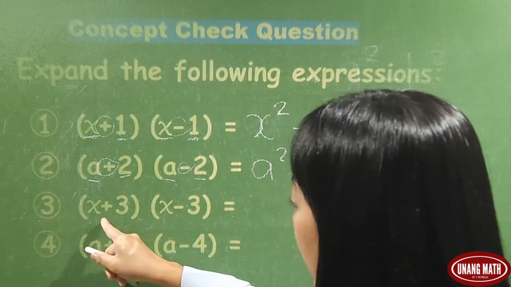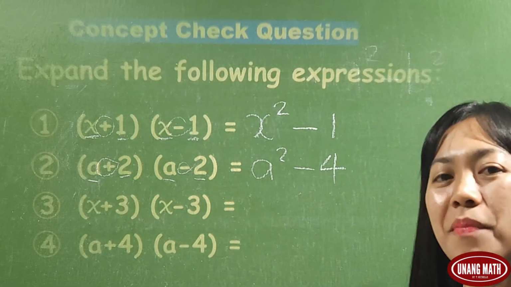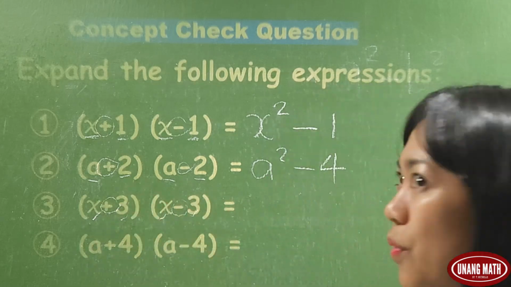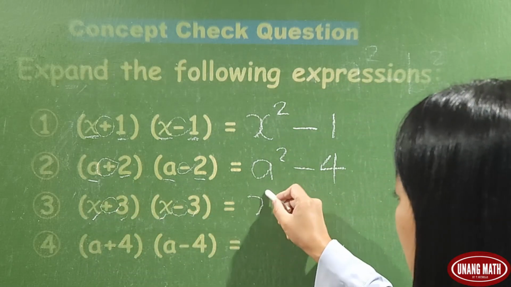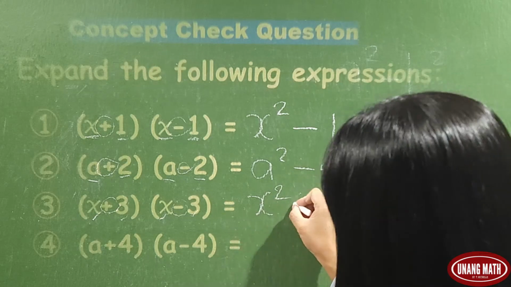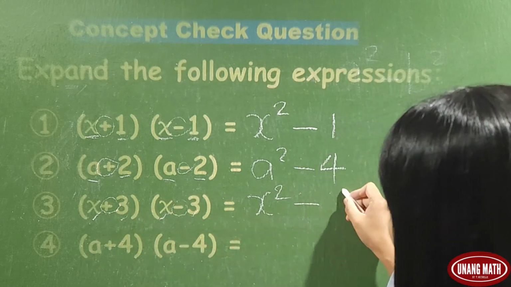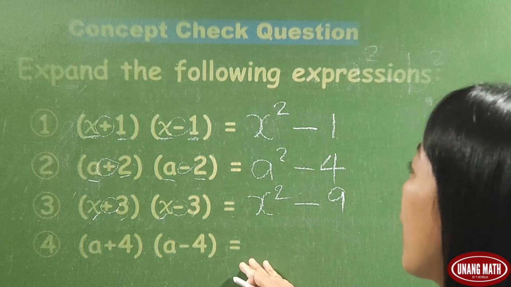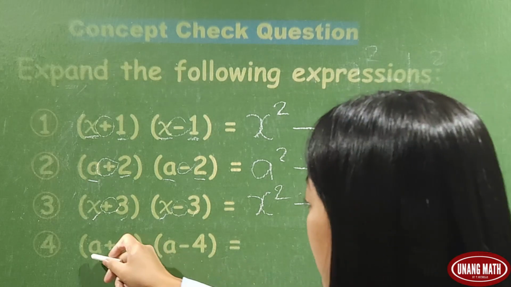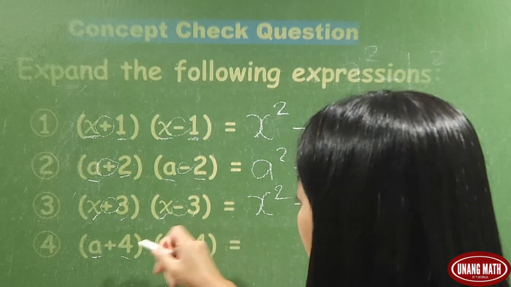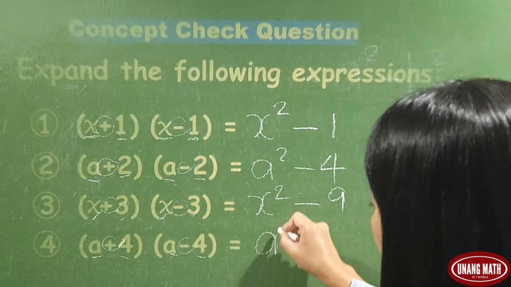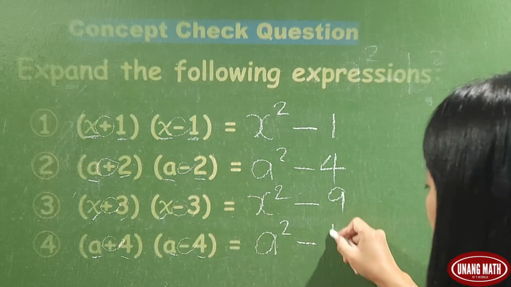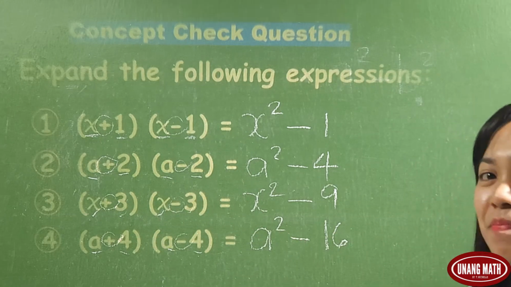For number 3, x plus 3 times x minus 3. Same variable, same numbers with different signs. So this is difference of squares. This is then equal to x squared minus 3 squared, or that's equal to 9. So x squared minus 9. And for this last given here, this is also difference of squares. So this is then equal to a squared minus 4 squared, or 16. So this is a squared minus 16.